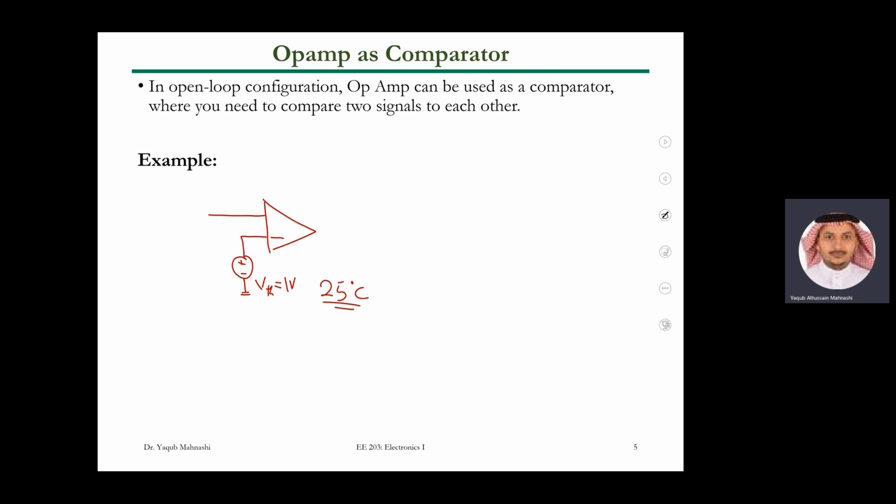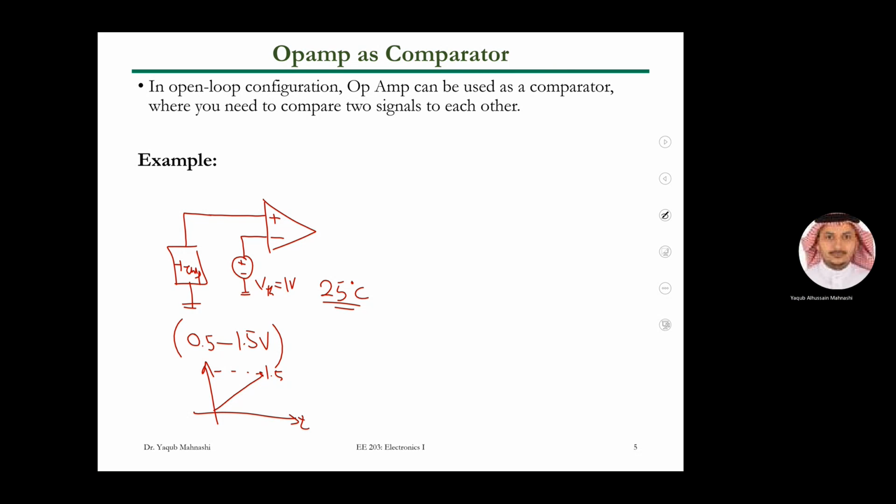If you have a temperature sensor here, you connect this one to a temperature sensor. So this is minus, plus. And then your temperature sensor is going up and down between, let's say, 0.5 volt and 1.5 volts. So it goes up and down, okay? Or maybe changing from, let's say, 0 up to 1.5 volt. That's also fine. This is 1.5 volt. This is the time.